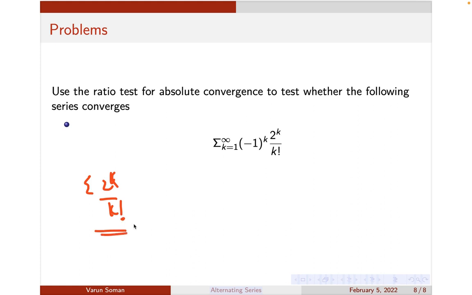So I can apply a ratio test, root test, or comparison test. So which will be easier? Comparison test is obviously difficult, not possible, and root test is not needed because the power is raised to k only for 2. So obviously I'll take the ratio test.